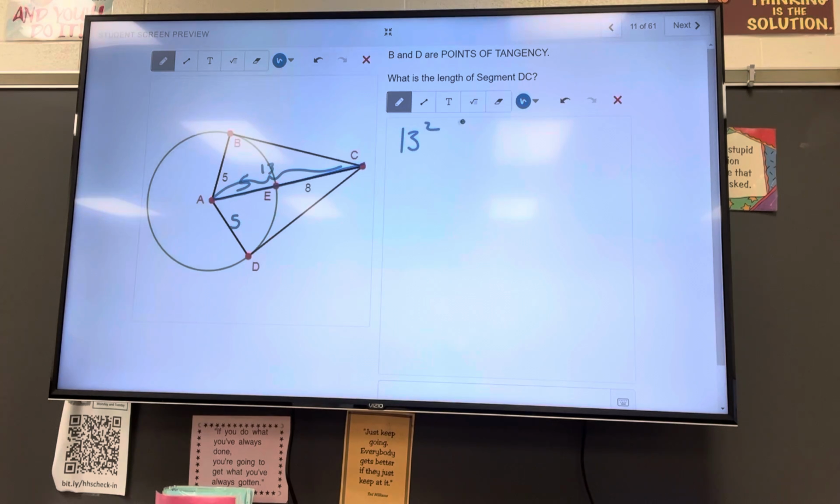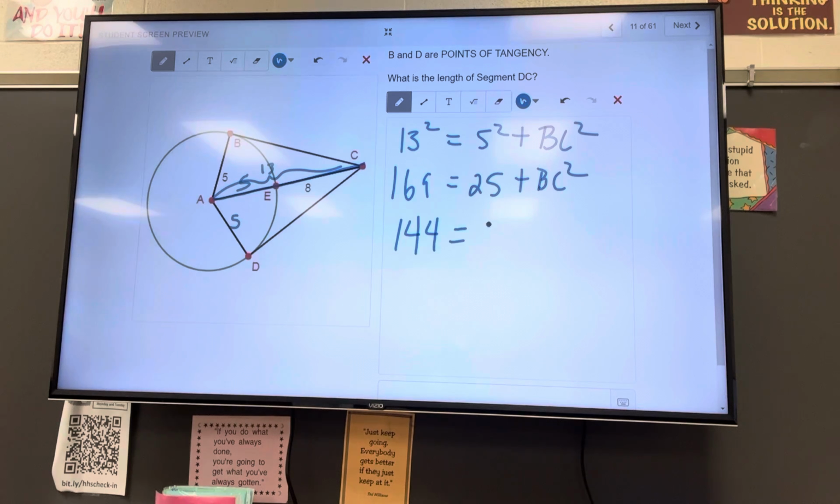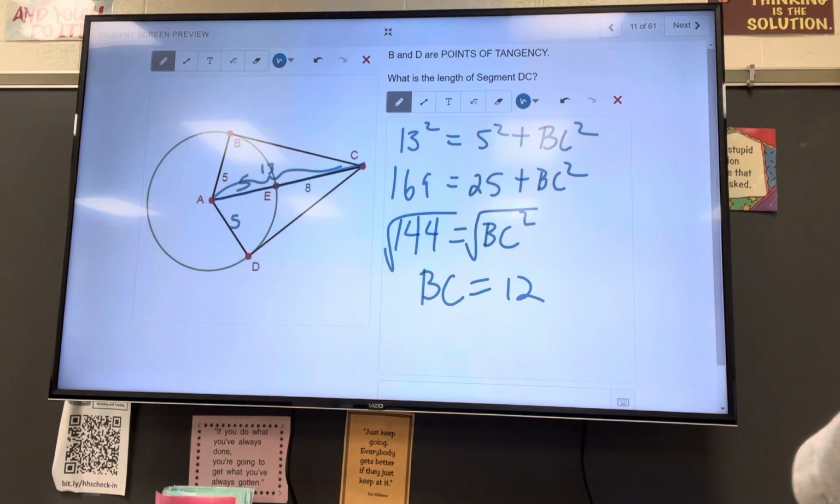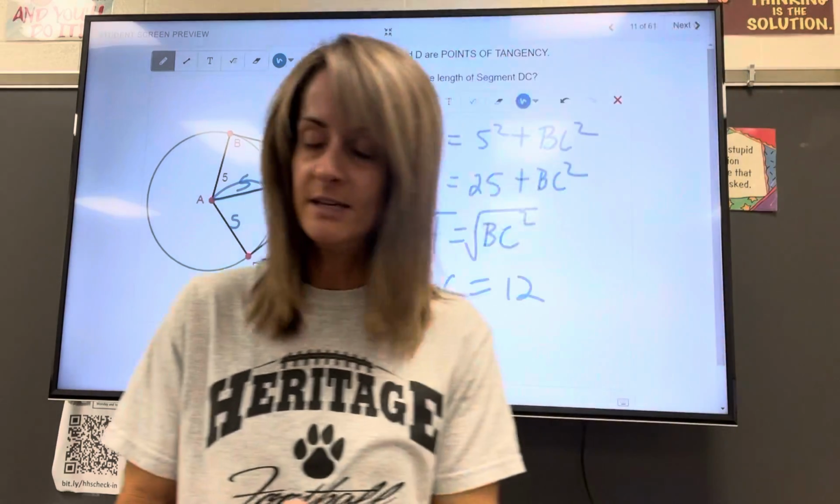13 squared equals 5 squared plus, what are we looking for? BC squared. So that's 169 equals 25 plus BC squared. Subtract 25 from both sides, we should get 144. Tell me if I'm going too fast. Take the square root of both sides. I'm getting BC is 12. Did you guys get BC is 12?